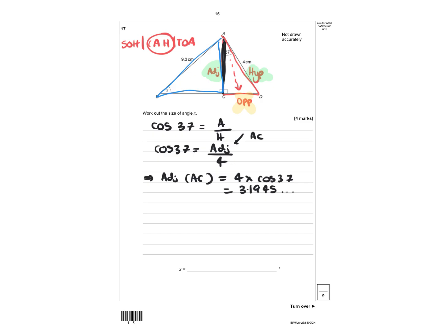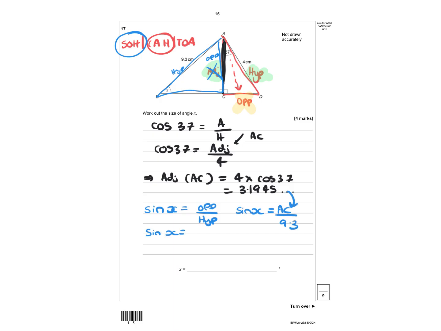This time, this is no longer the adjacent, it's the opposite. And this is the hypotenuse. So this now becomes a sine question. And we can say that the sine of x is equal to the opposite divided by the hypotenuse. So sine of x is equal to AC over the hypotenuse of 9.3, but we know that AC is this number here.